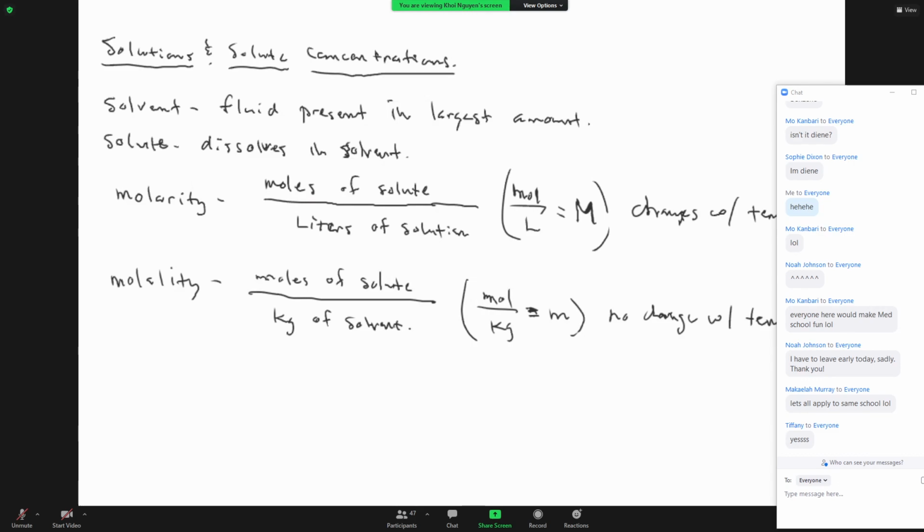So molarity changes with your temperature, mainly because the liquid amount of your solution tends to evaporate and go into vapor form, right? So that changes your overall concentration.